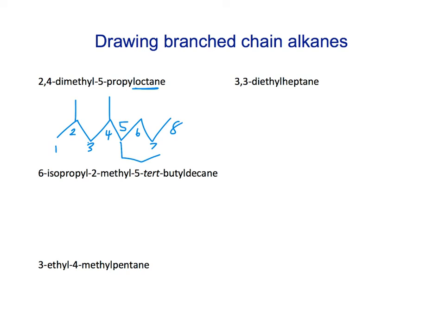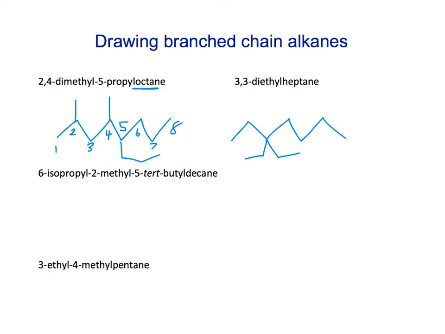Okay, the next one is a heptane. 7 is heptane, 3,3-diethyl. So 1, 2, 3. Here's an ethyl, and here's another ethyl. So look, it looks like there's 3 ethyl groups all attached to the same carbon, but one of those ethyl groups is part of the parent.